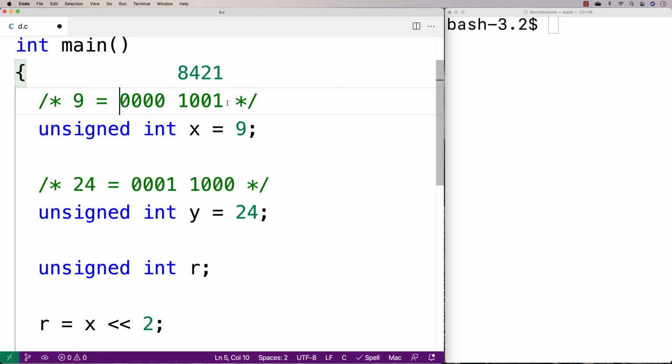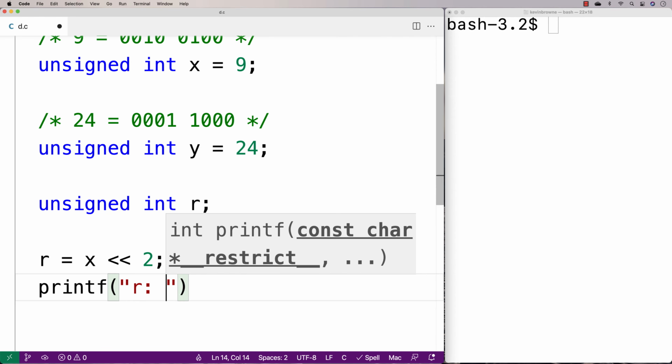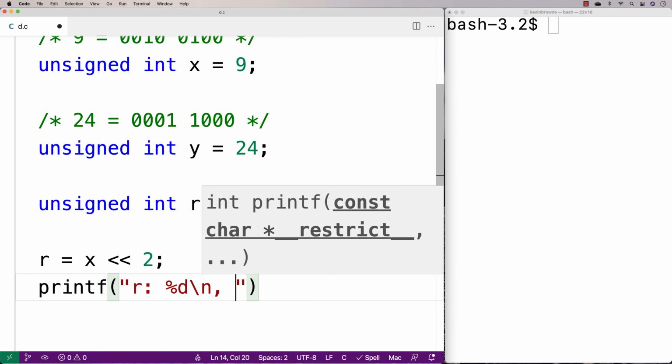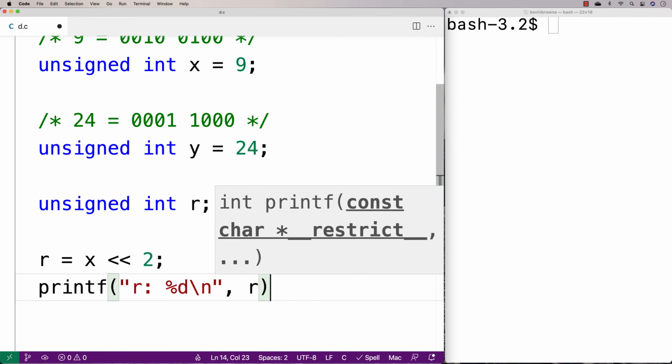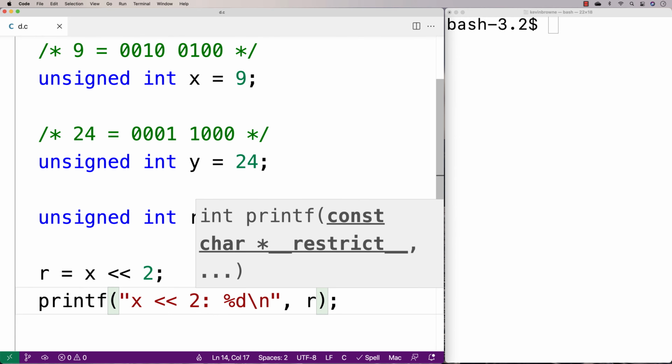So it's going to look like this. We'd append 2 zeros to the right-hand side here, and we take 2 zeros off the left-hand side here. And it would be shifted over like this. Now, if we add this up, this is 4, and this is 32. So this is going to be 36 when we print it out. So we'll print it out, and we'll say here r is going to be 36 now. And we'll put it like this: x << 2.